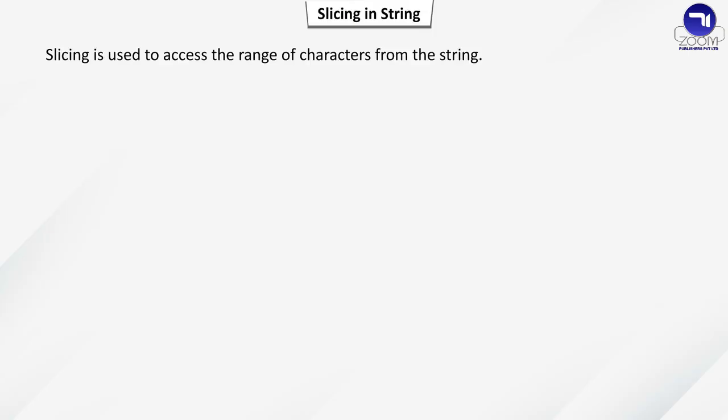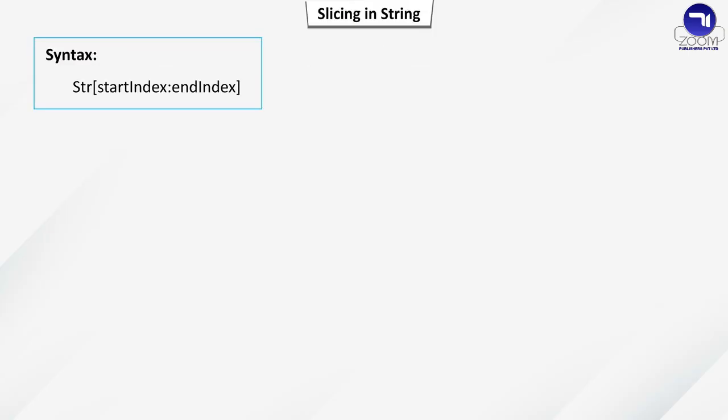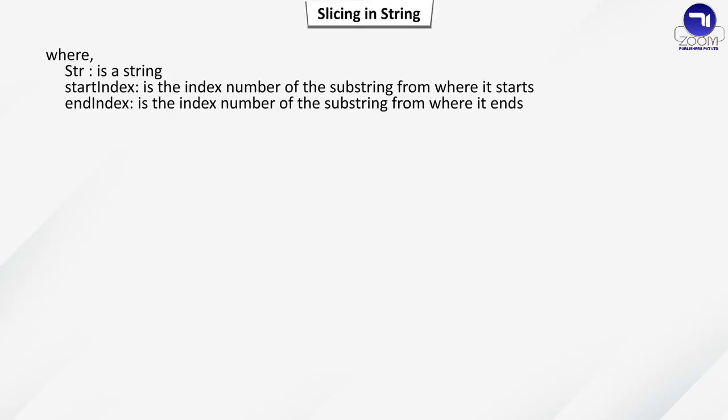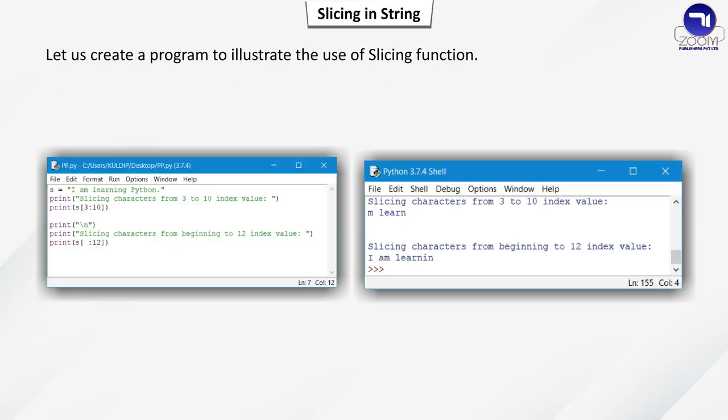Slicing in string. Slicing is used to access a range of characters from the string. Syntax: str[start index : end index]. Fact file. The range of characters in a string is called a substring, where str is a string, start index is the index number of the substring from where it starts. End index is the index number of the substring from where it ends. Let us create a program to illustrate the use of the slicing function.